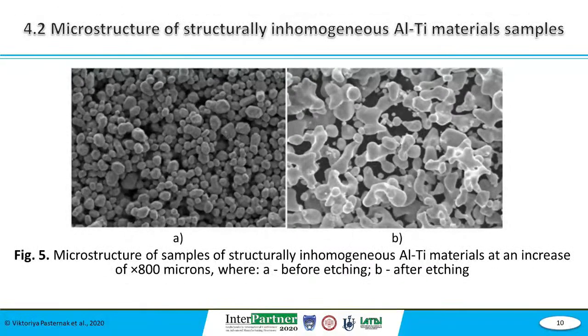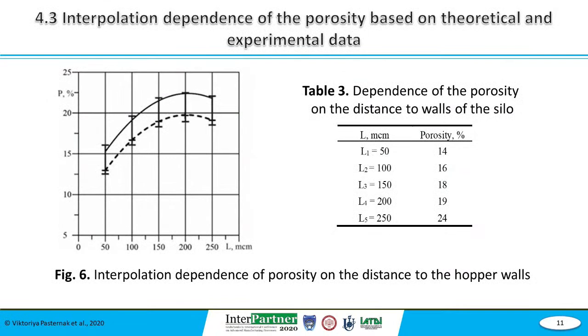Please, slide 10. The 10th slide is the microstructure of structurally inhomogeneous OLT material samples. Figure 5 is the microstructure of samples of structurally inhomogeneous OLT materials at a magnification of 800 microns, where A is before etching and B is after etching. Please, slide 11. Interpolation dependence of the porosity based on theoretical and experimental data. Figure 6 is the interpolation dependence of porosity on the distance to the hot walls.